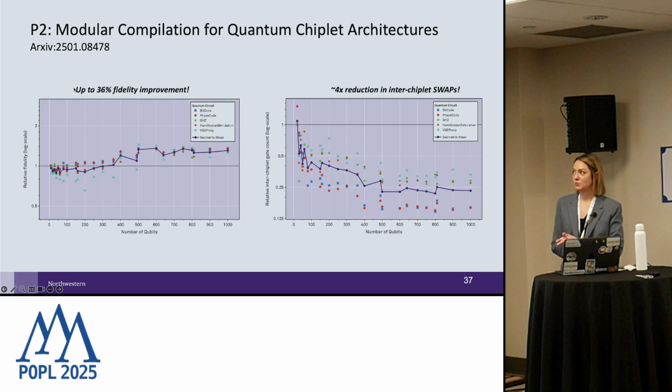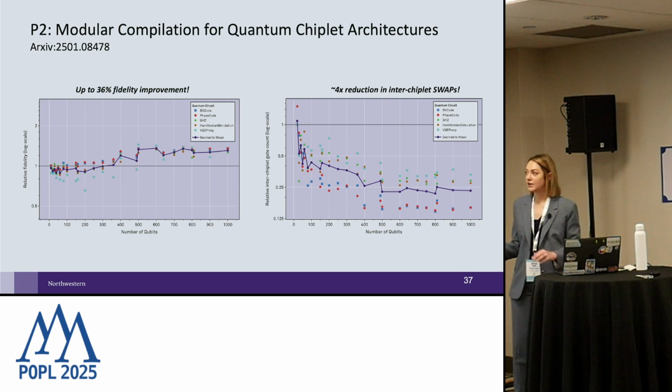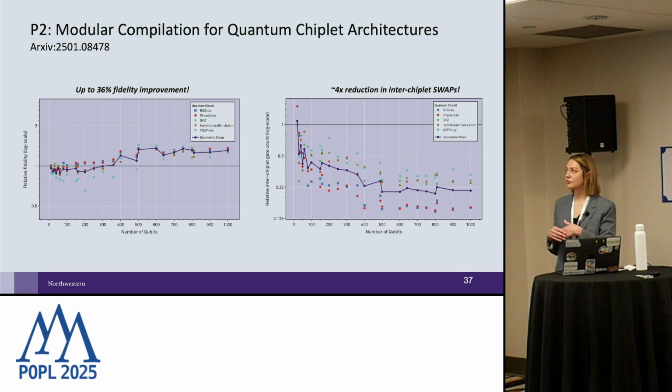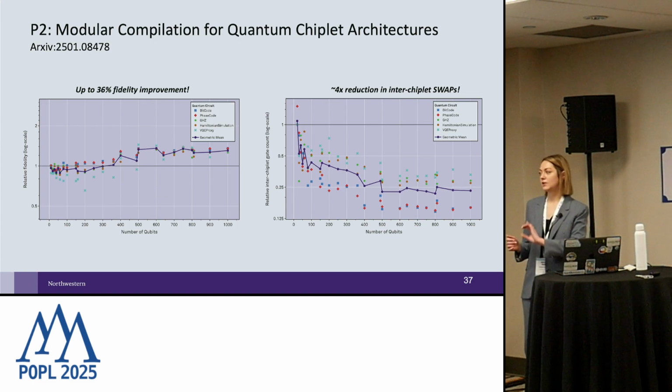What resulted when we took this modular approach to compilation was some pretty nice fidelity improvements on a variety of different benchmarks, and a pretty nice reduction in inter-chiplet swaps, which is quite nice when you're thinking about the overheads associated with going chip to chip in a quantum system.